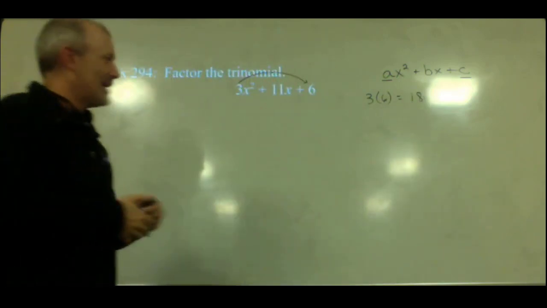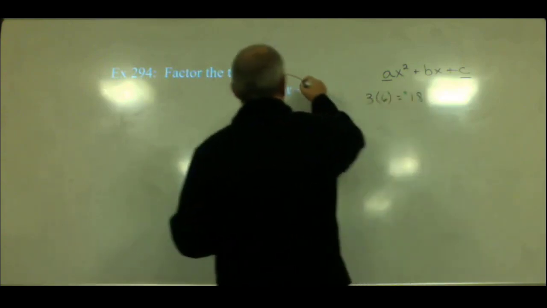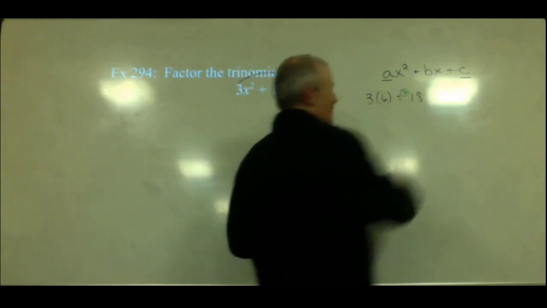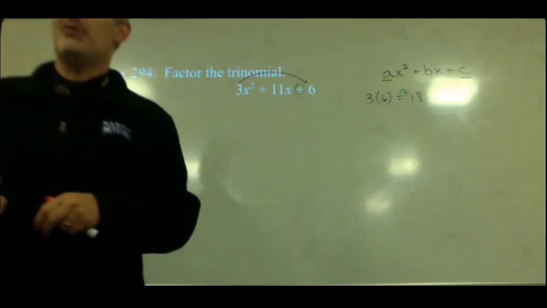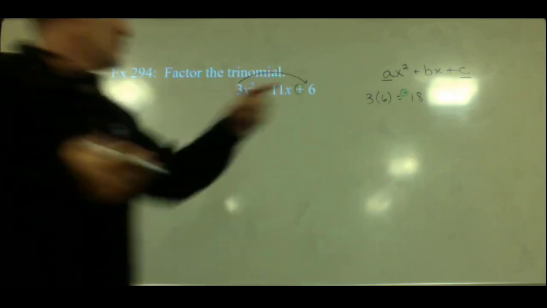And then we go and ask the same questions. Since this is a positive, what does that tell us about the signs of the numbers that we're looking for? It tells us they're both positive or they're both negative. That's what this one tells us.